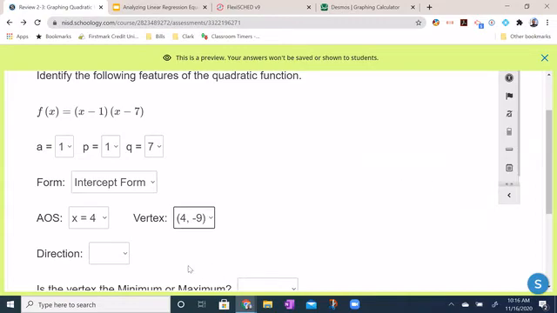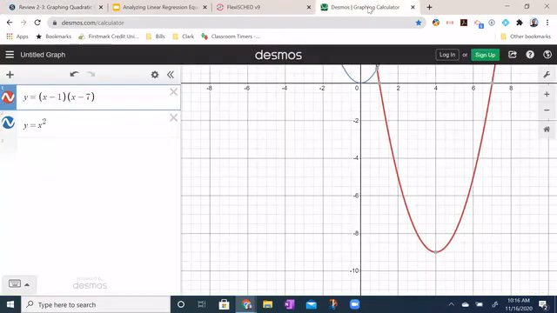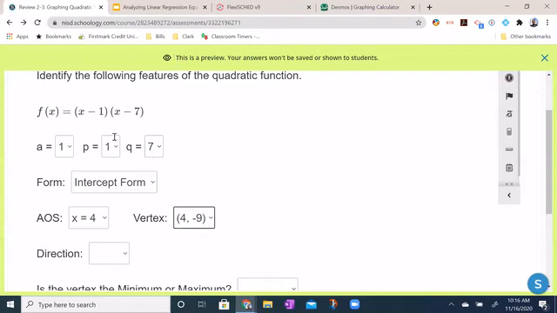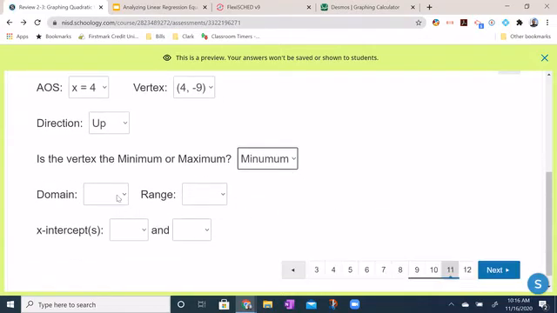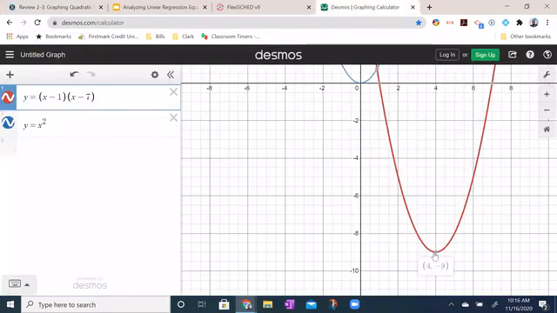Or just use the decimals. All right, the direction, I already forgot. It's opening up again, but you know that from your A value, it's a positive 1, so it's going to open upward. And again, if it opens upward, it's a minimum for your vertex. Domain, all day long. Range, this one changes on us. Look at Desmos. Bottom number here is a negative 9, and it opens up to infinity. So negative 9 to infinity.